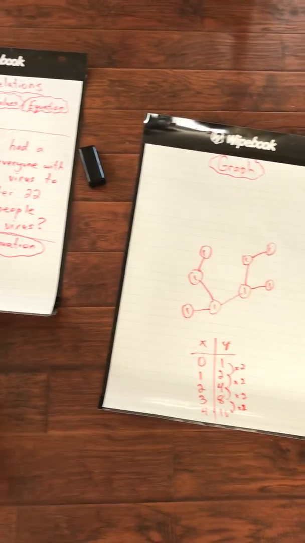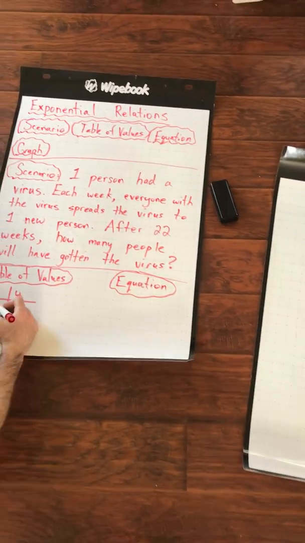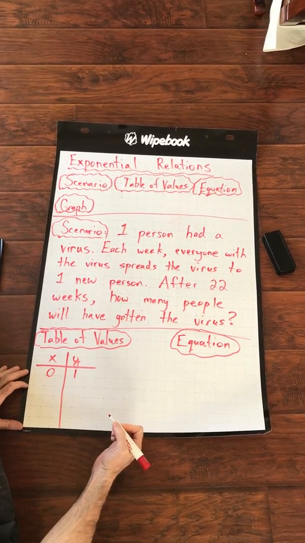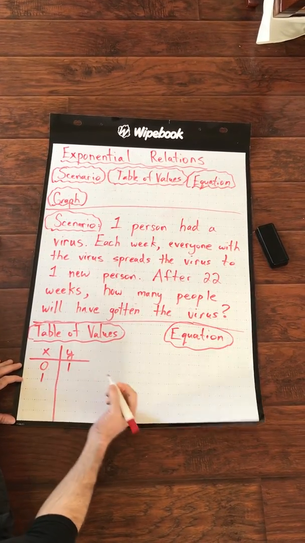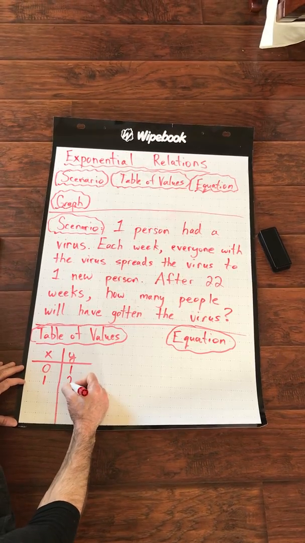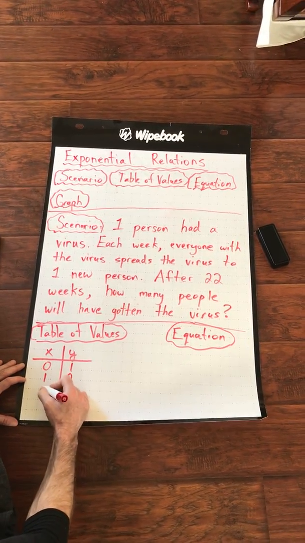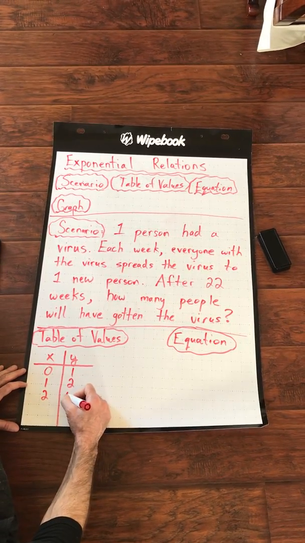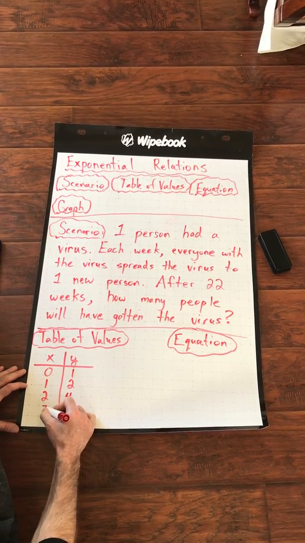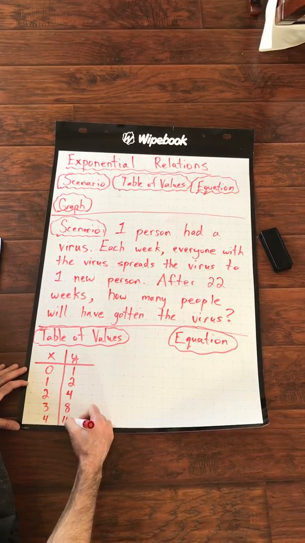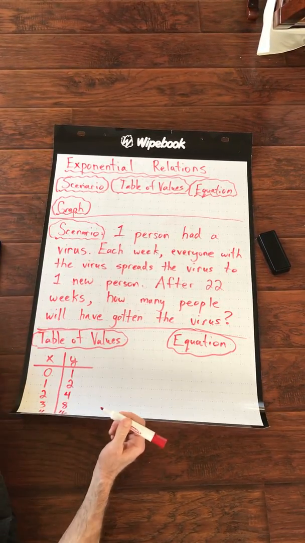So in this case, our table of values: after 0 weeks, so it hasn't even started yet, you just have that one dude with the virus. After 1 week, he accidentally spread it to one person, and now you have 2 people with the virus. After 2 weeks, now you have 4. After 3 weeks, you have 8. 4 weeks, you have 16, and so on and so forth.